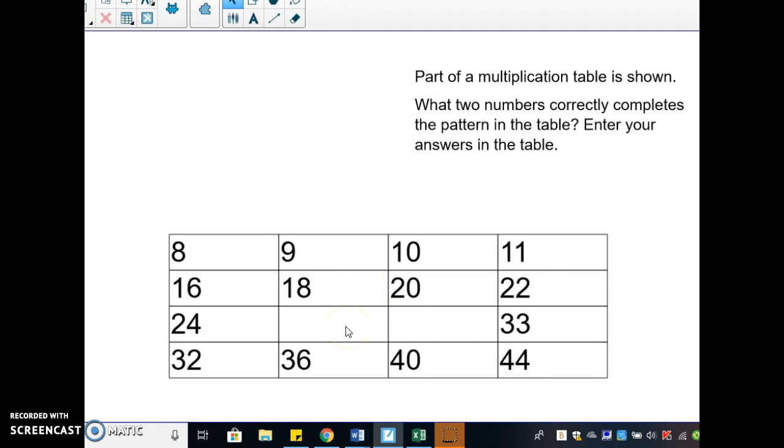All right, so what I might do is look at the patterns for each of these rows to figure out what the pattern will be for these two missing numbers. If I look at the first row, I'm going to use a different color, I see 8, then 9, then 10, then 11. I know that it's jumping by ones.